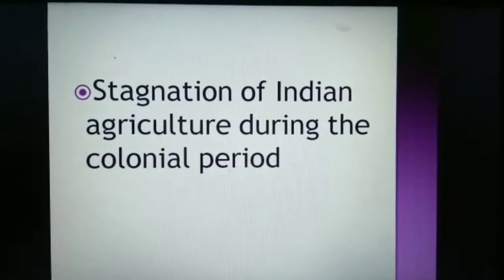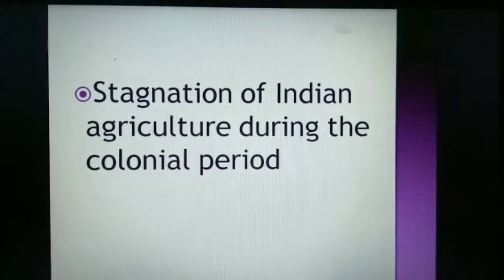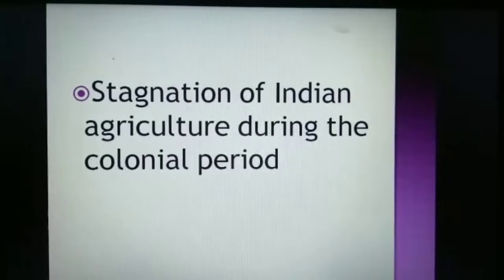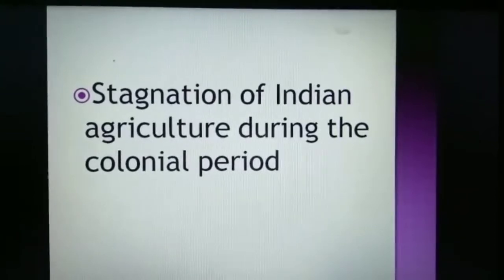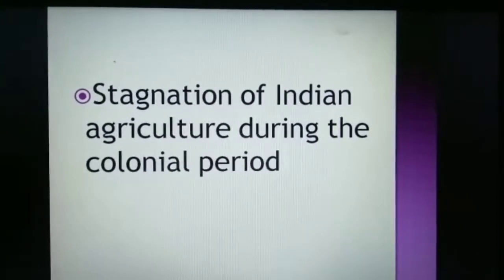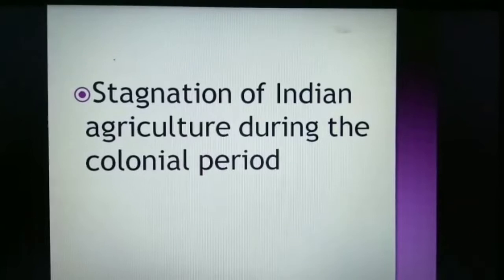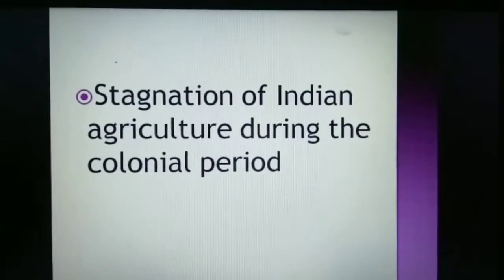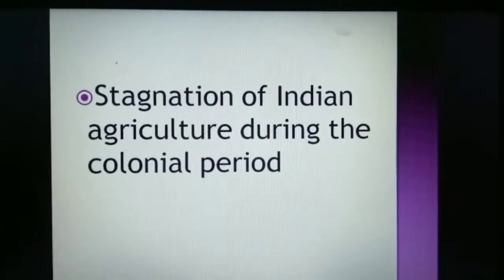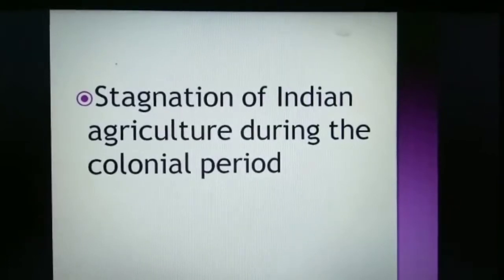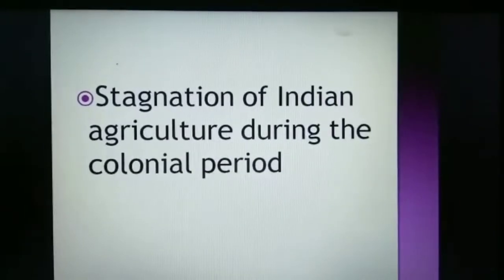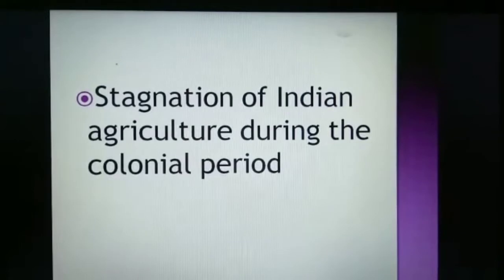Talking about the agriculture sector. When we say about the agriculture sector, there was stagnation of Indian agriculture. That means the overall productivity was the same. There was no increase in the productivity of the agriculture sector.